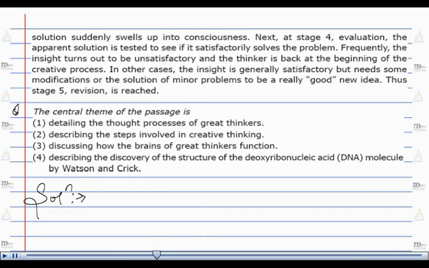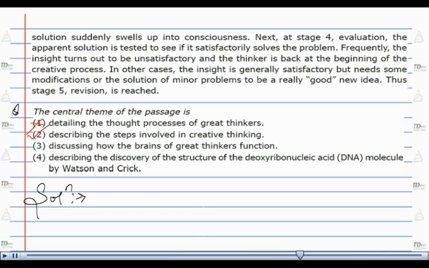Now, for the solution, let us first check out the options. Option number 1, detailing the thought process of great thinkers. Although the great thinkers have been referenced in the paragraph, it was not the whole theme. Option number 1 is incorrect. Option number 2, describing the steps involved in creative thinking, is absolutely true, as we had already seen in the first part. According to Graham Wallace, the steps involved in their thinking were very much similar, although not exactly alike, but the recurring pattern was absolutely seen. And in the second paragraph, those steps have been explained. Option number 2 is therefore the correct answer.